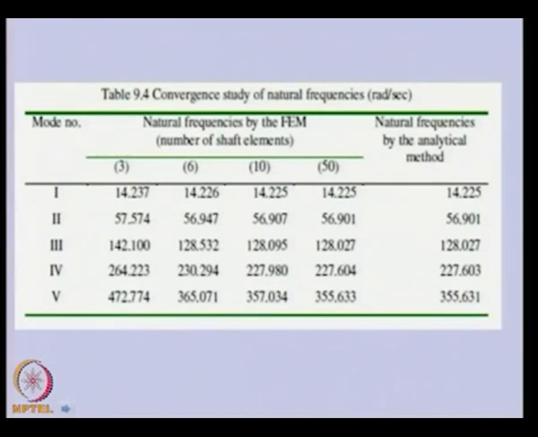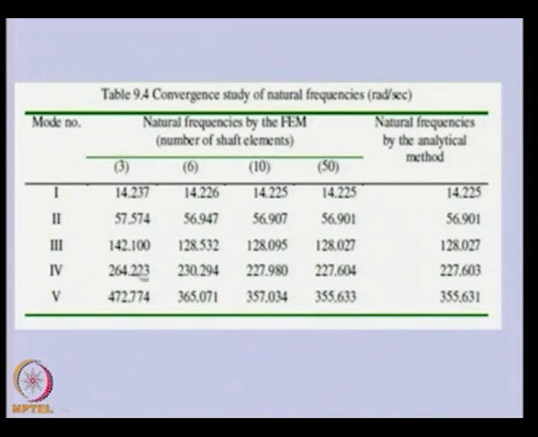If we obtain the eigenvalues, this is for the 3 element case which I have shown in the illustration. If we take the square root of the eigenvalues, we will get the natural frequencies. So these are the natural frequencies for the first mode, second, third, fourth, fifth.